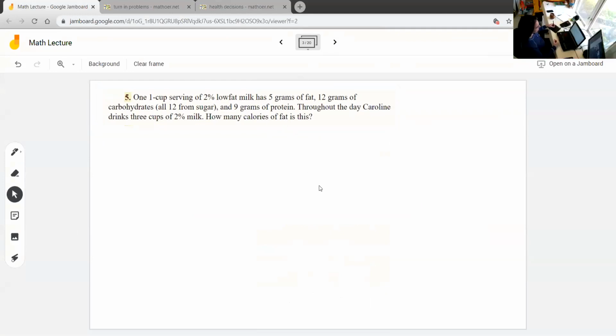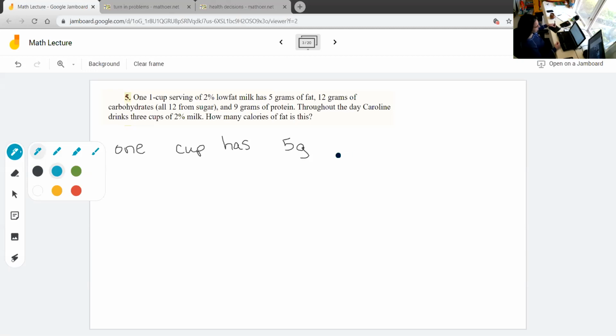Okay, so the 1 cup serving of milk has all those things. So we want 3 cups, so 3 servings. And we want fat. So 1 cup. So fat was the 5 grams. How do we change that into calories? By the fat. Yeah, fat was the one that was 9.